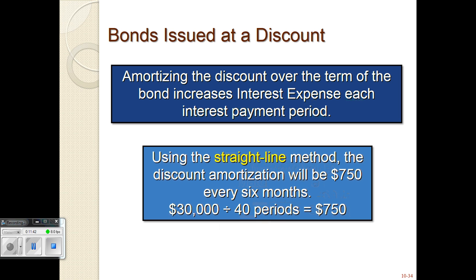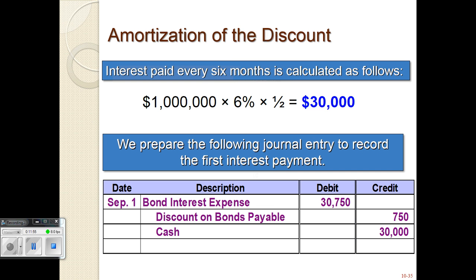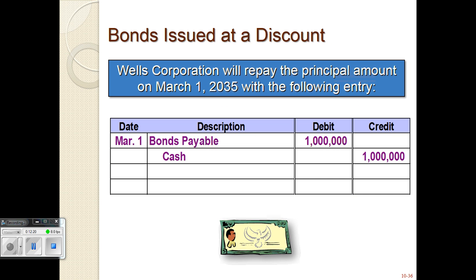Now we are going to amortize that, as I already mentioned. It's going to be $750 every 6 months. Why? Because there are 40 periods, so it's going to be $750 every 6 months. So every 6 months, when we do the journal entry, notice we're going to have $30,000 in cash going out. That's my credit. My debit is the interest expense, which is $30,750. And notice my discount on bonds payable is going to be a credit for $750.